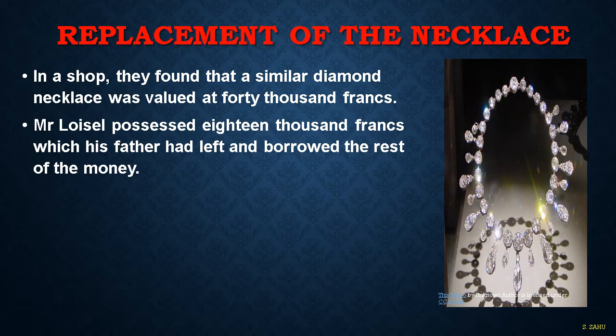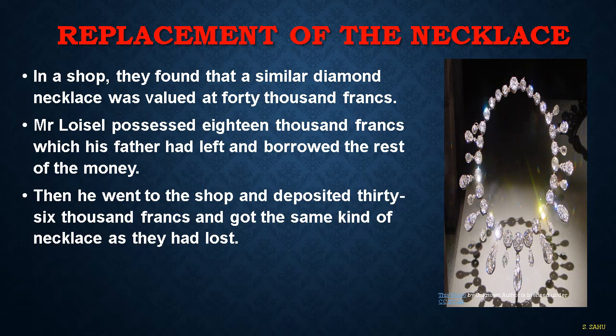Actually, the owner of the shop was convinced to sell that diamond set for 36,000 francs, and at this time Mr. Loisel had only 18,000 francs which he had inherited from his father. The rest, that is 18,000 francs, he borrowed from other people, might be from some loan agencies, might be from his friends or relatives. In this way he managed to gather 36,000 francs so that he could buy that necklace and replace the lost necklace.